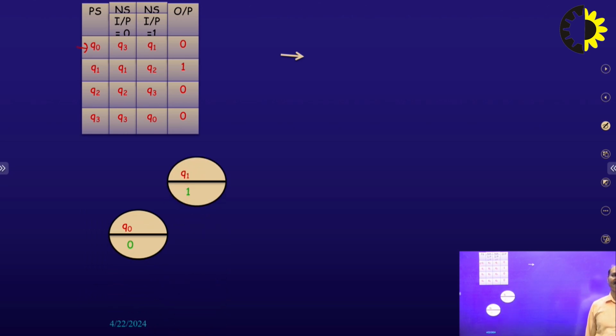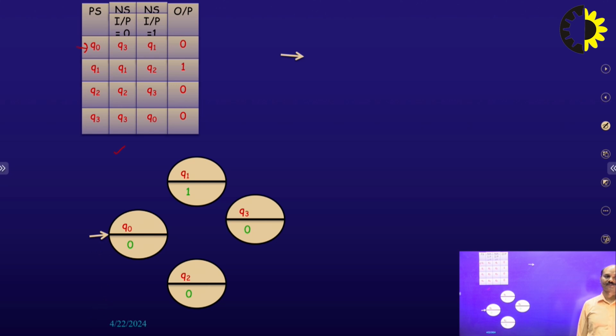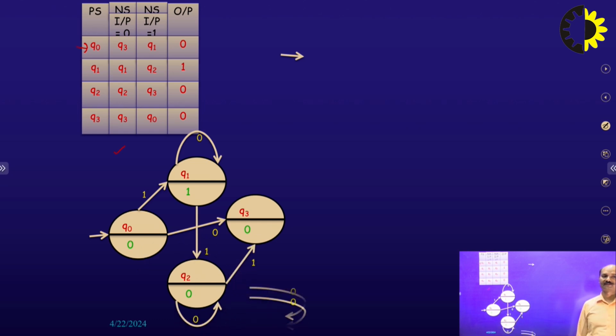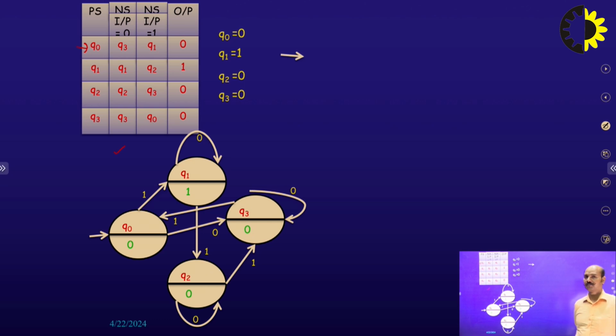Then this is the table for Moore machine. So we draw the transition system for it. We know the procedure how to convert table into diagram. So we convert this particular table into diagram. This diagram represented as a Q0 is equal to 0, Q1 is equal to 1, and Q2 is equal to 0, and Q3 is equal to 0. We extract some output from this particular table.